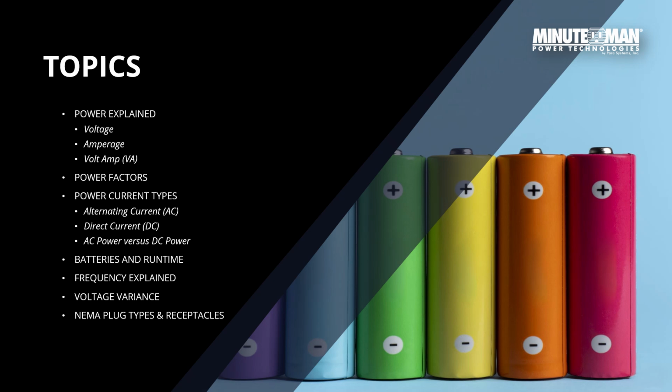We'll discuss the current types of power, including alternating current, AC, direct current, DC, and what it looks like in comparing AC to DC power. We'll also discuss batteries and their runtimes. We'll explain frequency. We'll dive into voltage variances, and then we'll cover the NEMA plug types and receptacles.